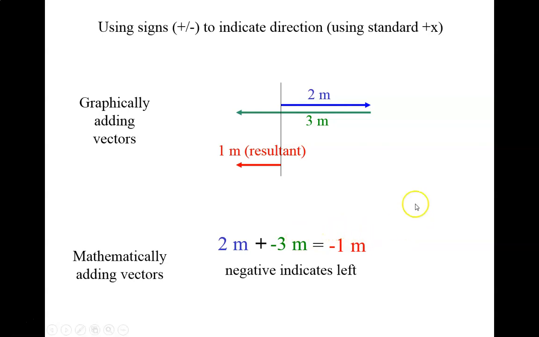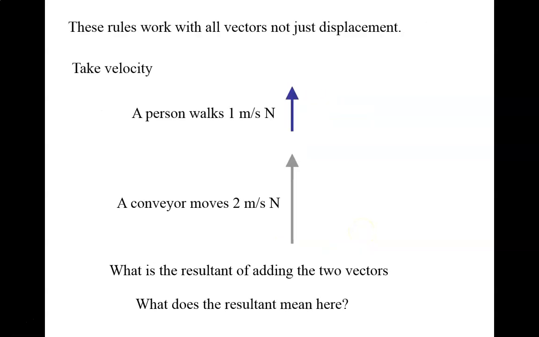And when we add those, we're going to get -1. And that negative means that our resultant was to the left. You can add vectors. It doesn't have to just be with displacement. You can add velocity vectors, and you can add any vectors for that matter.